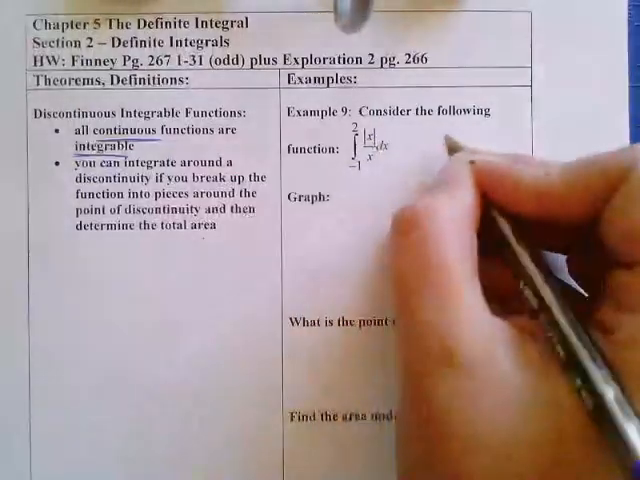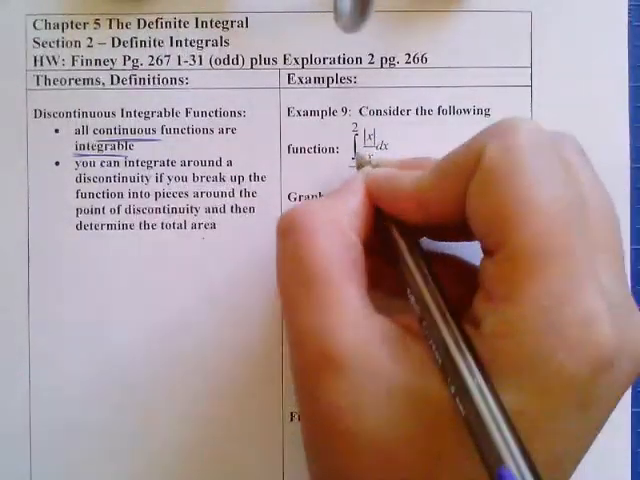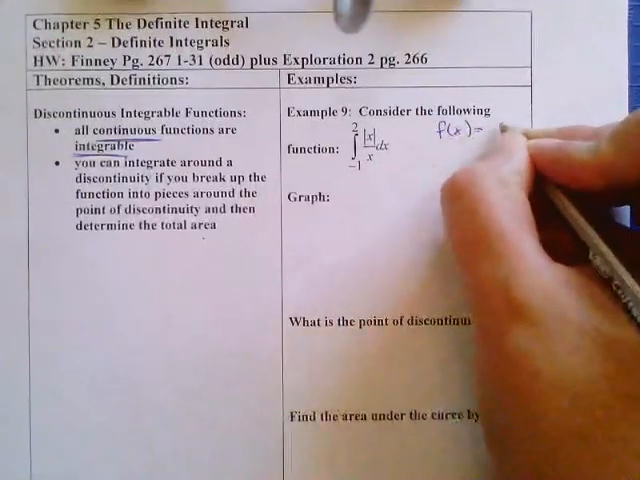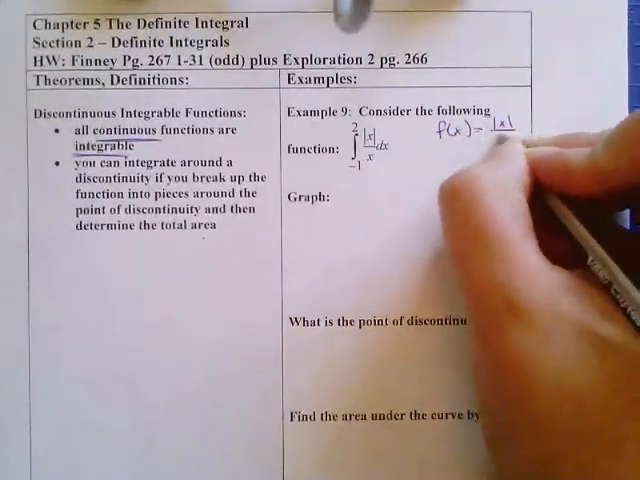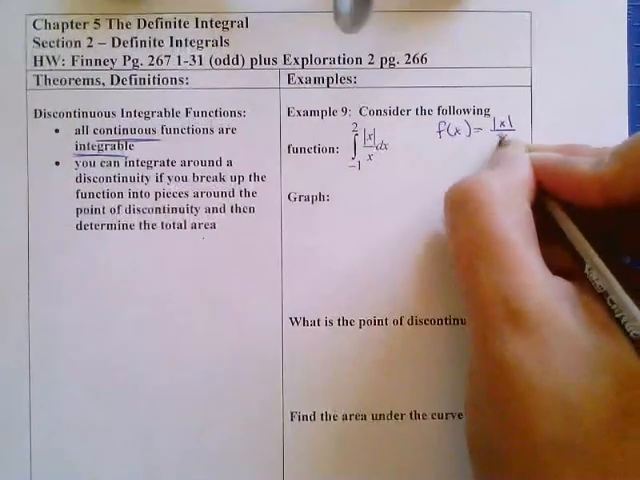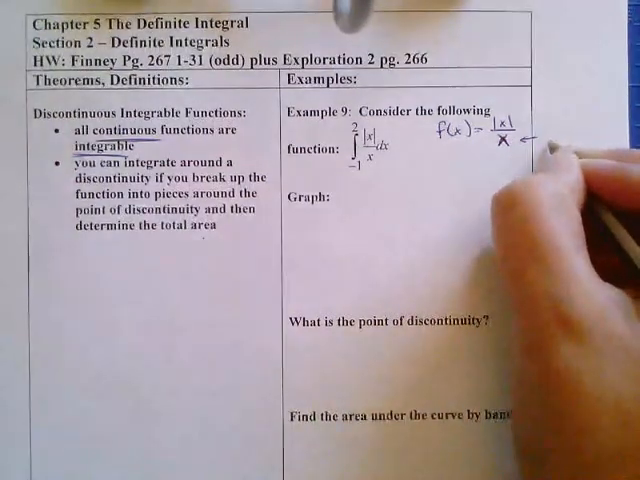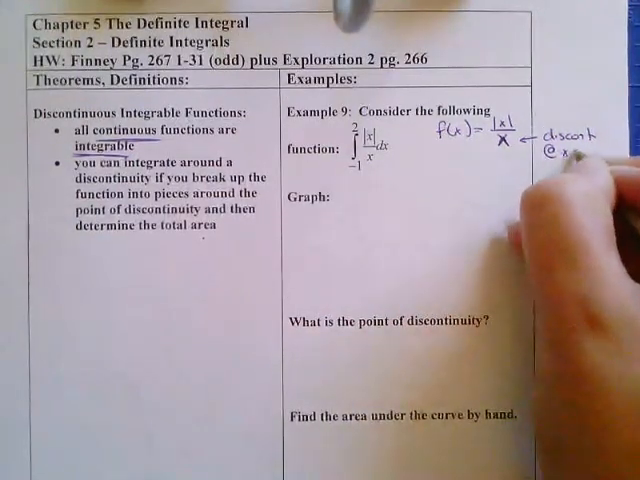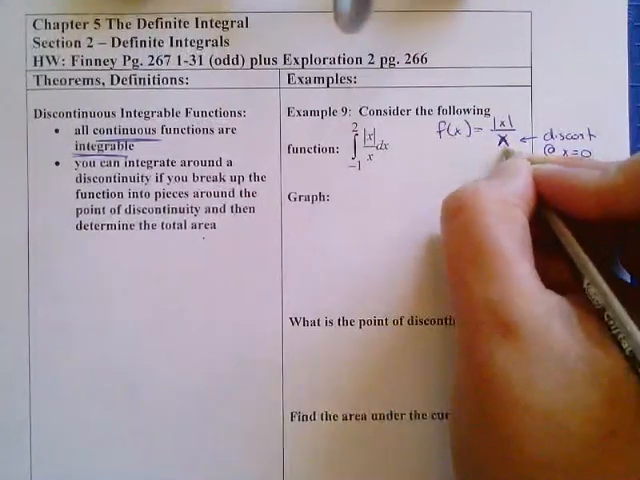So let's consider the following. If you actually took this function, in our example, f of x is equal to x over x. Obviously, because x is in the denominator, we are going to have a discontinuity at x equals 0. That denominator can never be 0.